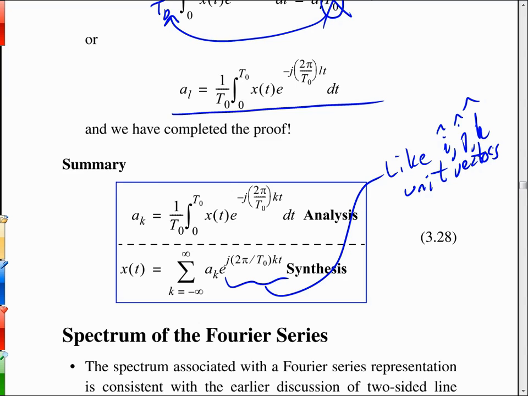So what the Fourier analysis is doing is projecting. The a sub k's represent the projection, in terms of a complex magnitude, of our signal onto these various complex sinusoids. It's the strength of x of t as it projects onto the various harmonics, the e to the j 2 pi over t naught times kt functions. So we get projections into the first, second, third, fourth, fifth harmonics and so on. How strong a representation does the signal have in these various harmonics?